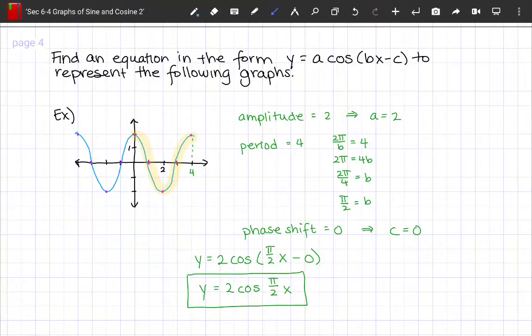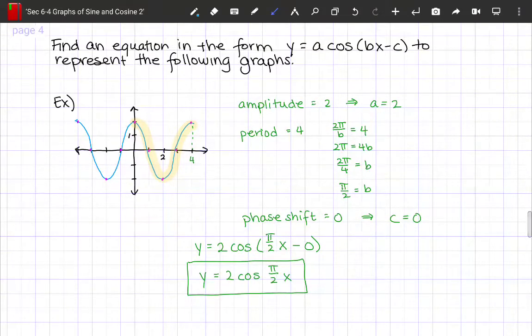Now, like I said, I could have used this cup over here to the left, and I would have gotten a different equation, but it would still give me the same graph. And like I said, I'll show you on the second example. So let's take a look at this last example, and then we'll be done.